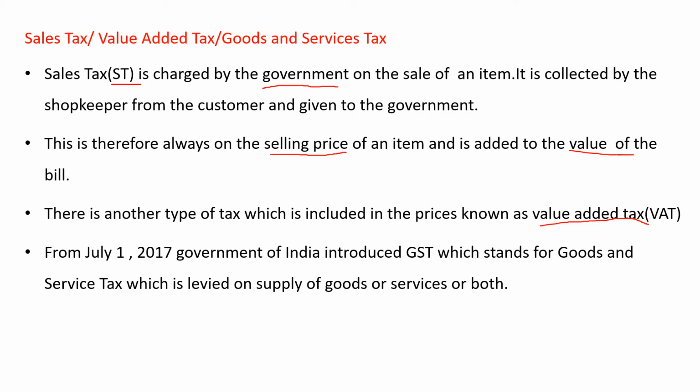So sales tax in short form we will say is ST, value added tax VAT, and goods and service tax GST. Okay, there are different types of tax for each item, and they are included in the selling price.